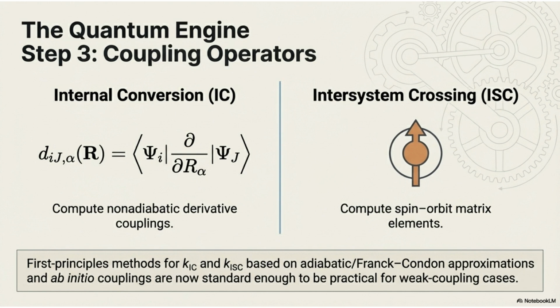Step 3 focuses on coupling operators, internal conversion, IC, and intersystem crossing, ISC. We compute non-adiabatic derivative couplings for IC and spin-orbit matrix elements for ISC. First principles methods for these are standard for weak coupling cases.